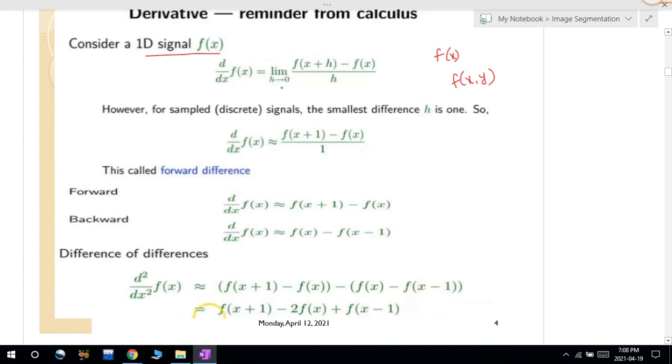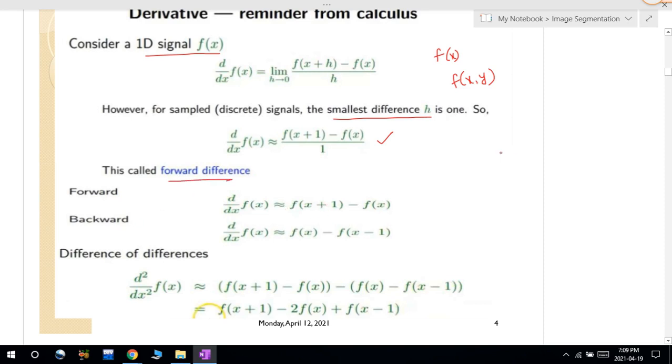Then the formula is limit h to 0 of f of x plus h minus f of x, divided by h. So this is the formula to find the derivative. But if I am considering a small difference value, h is 1, then the difference is f of x plus 1 minus f of x. If the difference is very small, then I will indicate this differentiation by using this formula. So here we can call this forward difference and backward difference.